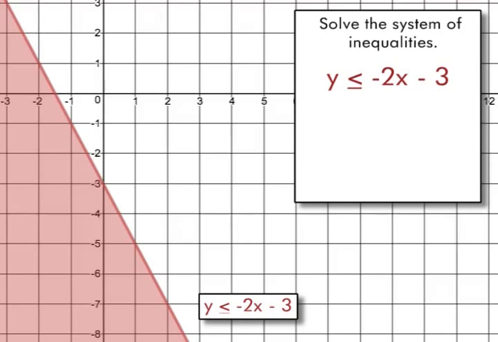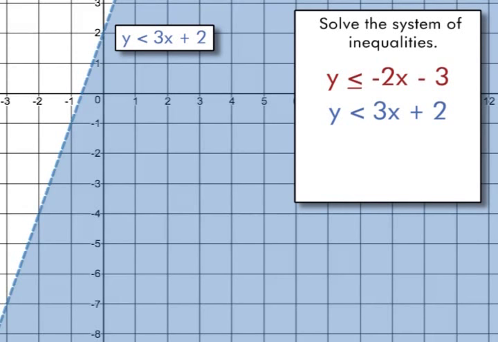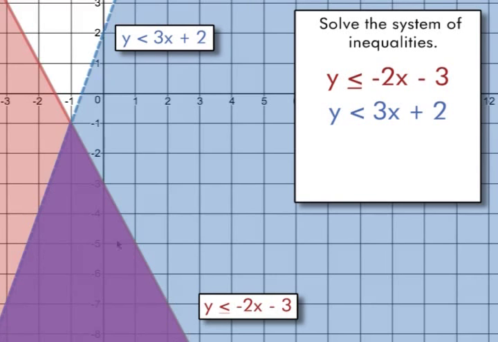And I have y is less than 3x plus 2. So in this case, I'm only shading the region below the boundary and not the boundary itself. And just like I did with a system of equations, I want to graph them both at the same time. And what you'll see when I do this is that there is one section of the graph, this triangle, where I have shaded in both of my inequalities. And that area right there is going to represent the solution to the system of inequalities.